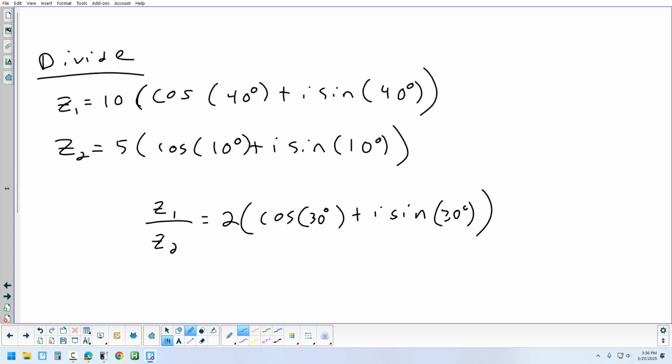And if they ask you to leave your answer in trig form, you're done. If they ask you to convert your answer to standard form, then you have to do what we just did in the last problem. Any question on that one? Okay, so that's dividing.